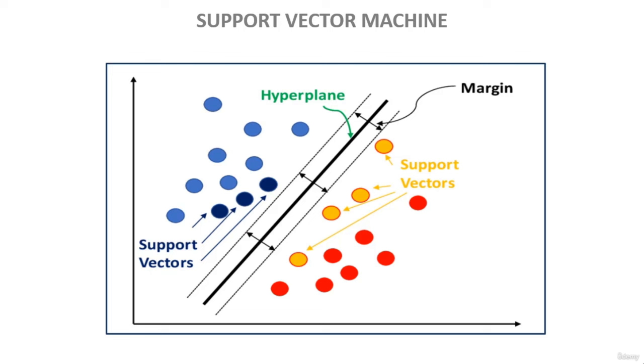SVM functions by using non-linear projection of the training data in the input space to a feature space of higher dimension by use of a kernel function, thus building a hyperplane, which you can see in the diagram on the screen, that results in a linearly separable data set that can be separated by a linear classifier.